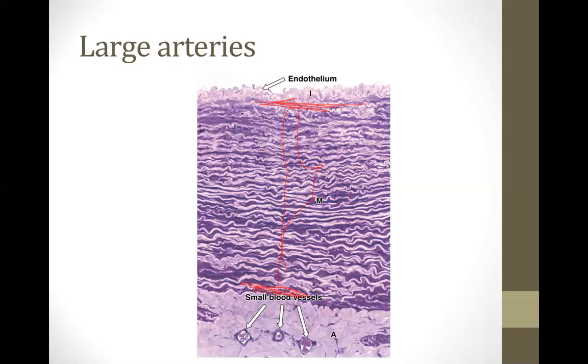Okay? So, these are the small blood vessels. They have lumens and blood inside. When there is a lumen, these are our vasa vasorum. Okay? So, the tunica media is composed of smooth muscles and elastic fibers.